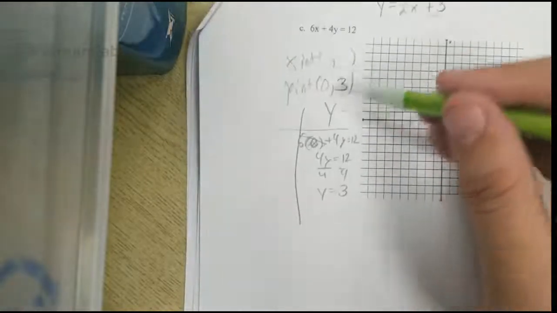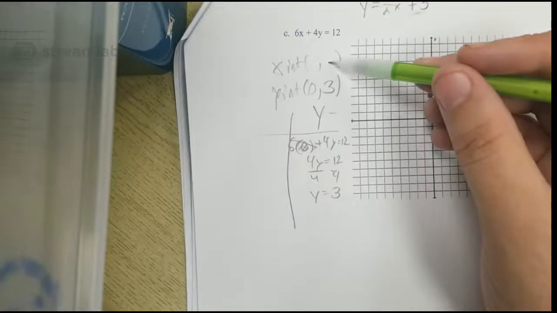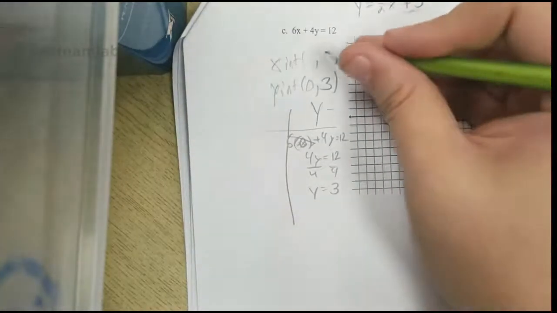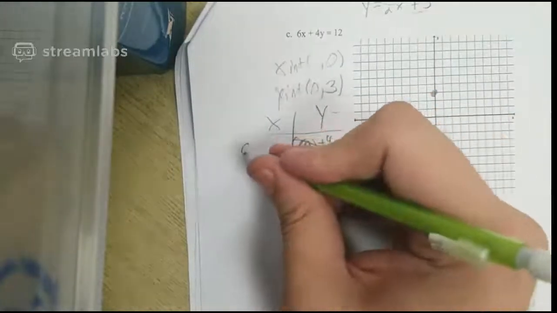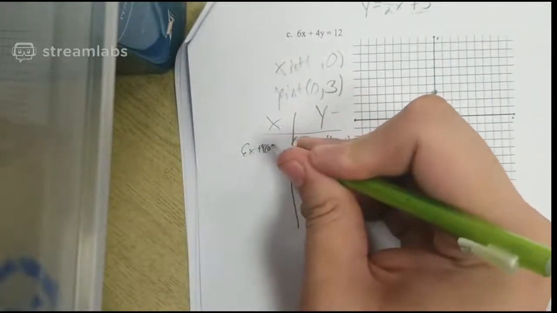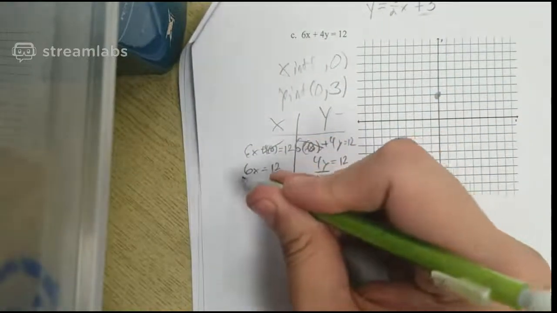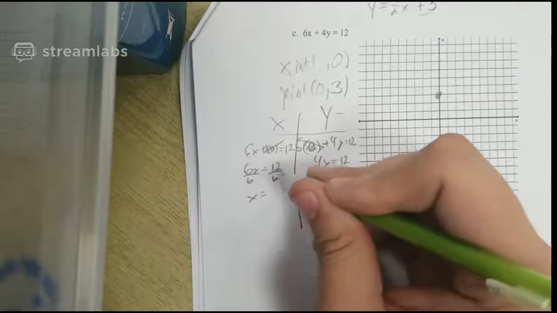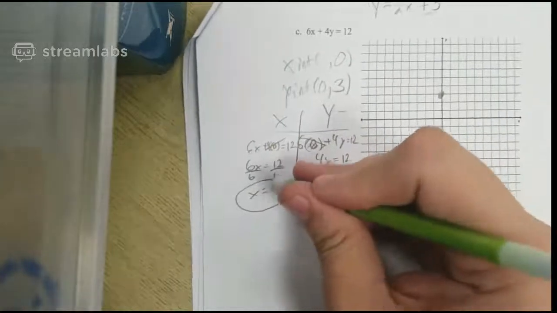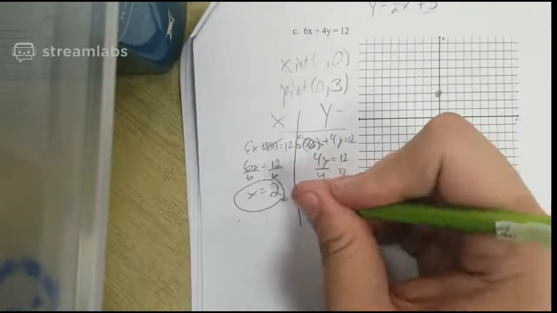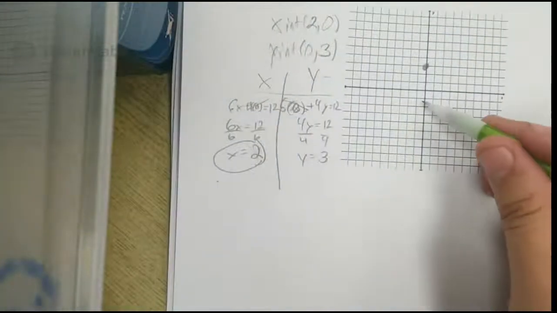But what about the x-intercept? So if the y-intercept is when x equals 0, what is the x-intercept? Well, that's when the y equals 0. So x over here is going to be 6x plus 4 times 0 equals 12. Well, 4 times 0 disappears. So 6x equals 12 divided by 6 divided by 6. X equals 4. I'm sorry, I'm really dumb. X equals 2. So x equals a positive 2. So we're going to graph positive 2 comma 0.